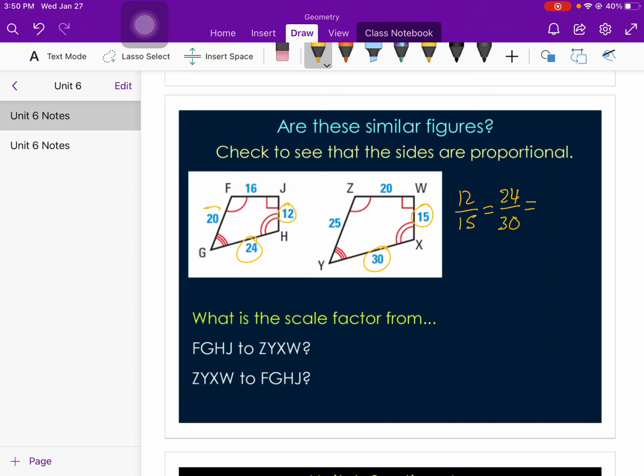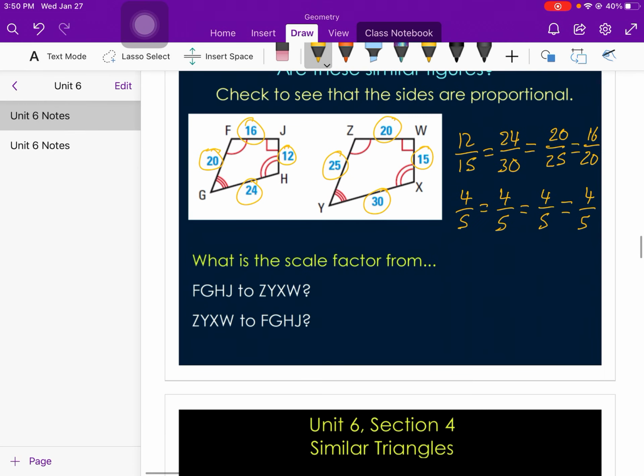And then we got 20/25. Lastly, we have 16/20. Now, for the sake of time, all of these are going to reduce. You can take a 3 out of the first one, you get 4/5. You can take a 6 out of the next one, you get 4/5. You can take a 5 out of the third one, you get 4/5. And a 4 out of the last one gives us 4/5.